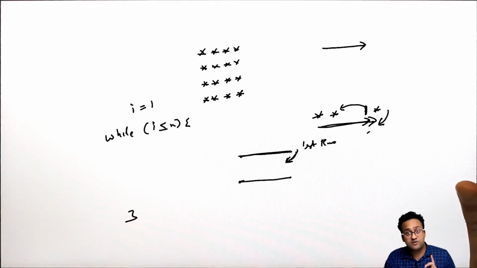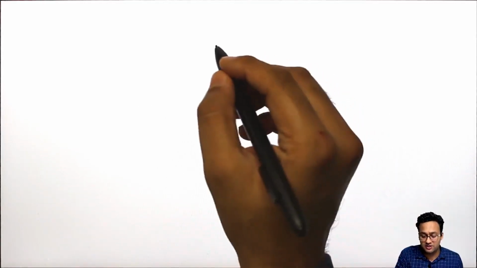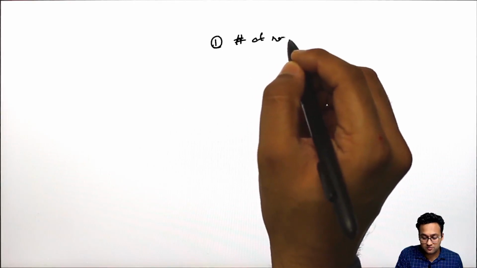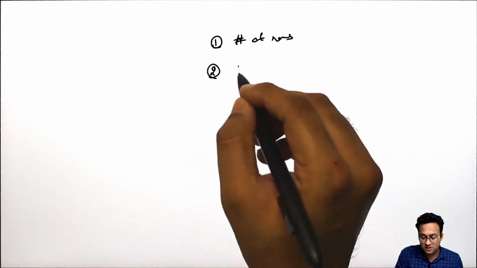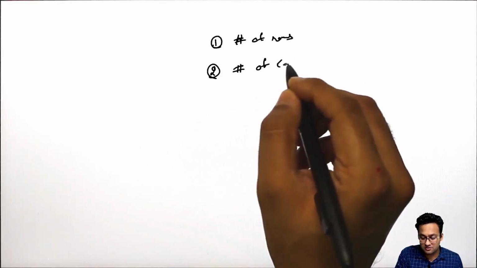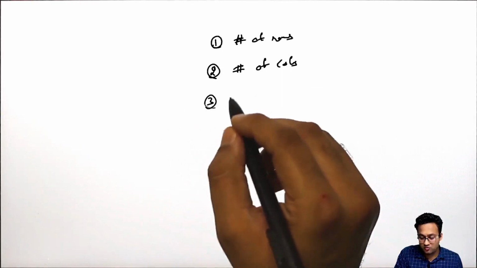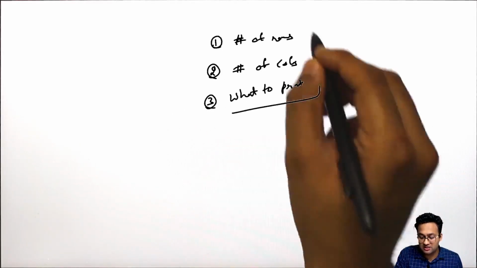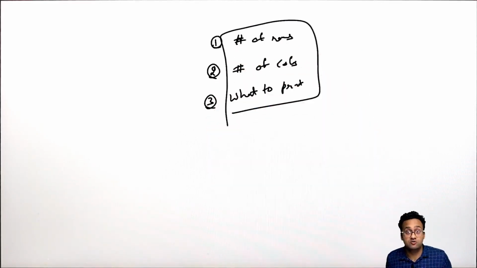As I said, for every pattern, you need to think of three things: number of rows, number of columns, what to print, right? We will try to answer these three before we start writing code. We should have clarity on these three questions before we start writing our code. As soon as you have this clarity, writing code will become very, very easy, right?